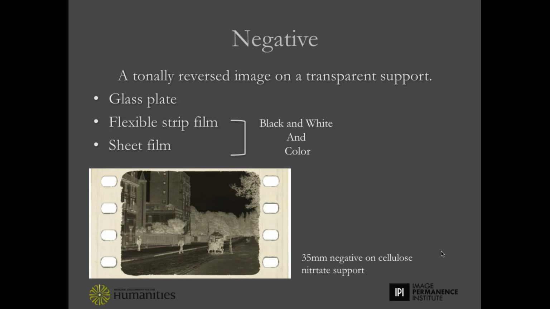The types of photographs we see in the 20th century include negatives, positive transparencies, and prints. A negative is a tonally reversed image on a transparent support. That support may be glass or it may be plastic, and the image may be black and white or it might be a color image.